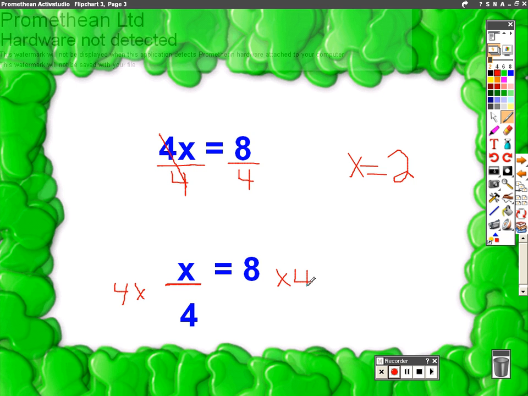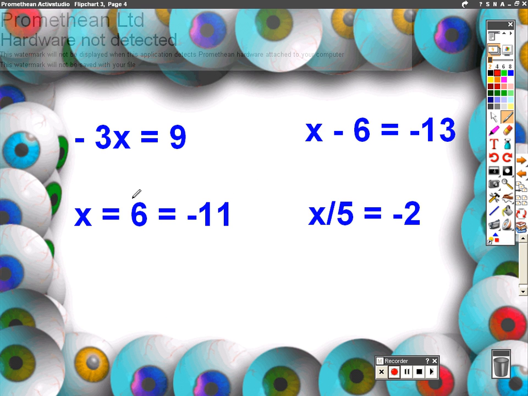Now, a lot of times students see the 4 and the 8, and they're like, oh, it must be 2. But 2 divided by 4 is not 8. My 4's cancel, and 8 times 4 is 32. So x equals 32. Very simple, and I'm sure a lot of these you can do in your head. Let's move to some more challenging ones.